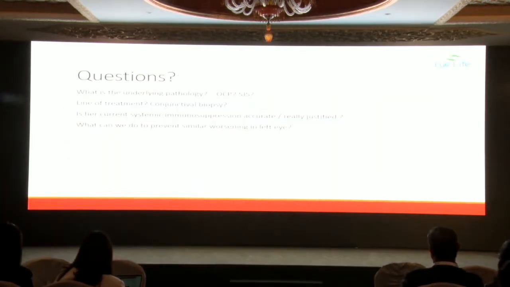So at this point, these are the questions: what could be the possible underlying pathology, whether it's a Stevens-Johnson syndrome or an OCP or something completely different? What should be the line of treatment? Is a conjunctival biopsy justified here? And is her immunosuppression also justified? And what can we do to prevent similar worsening in the left eye?